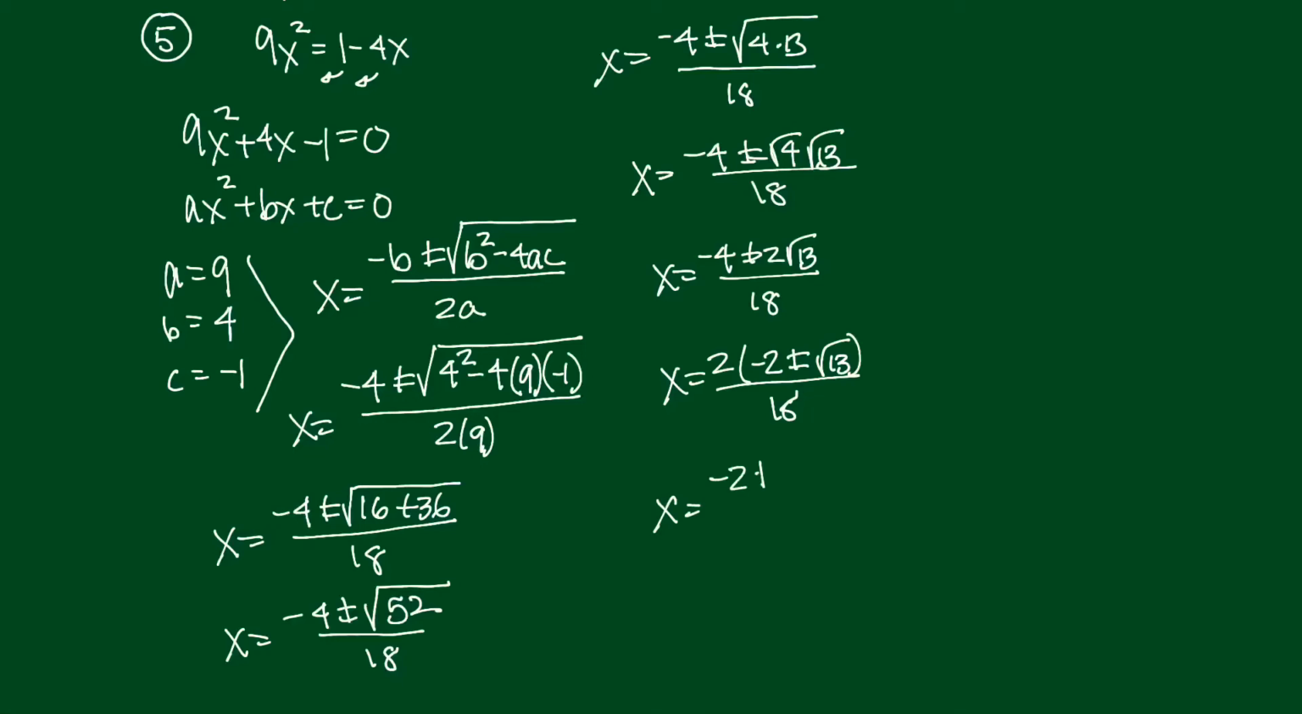X is negative 2 plus or minus the square root of 13 all over 9.